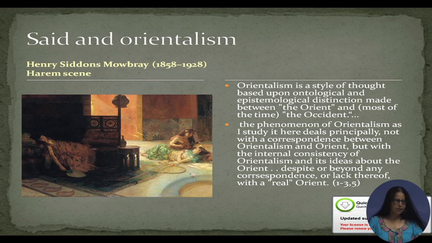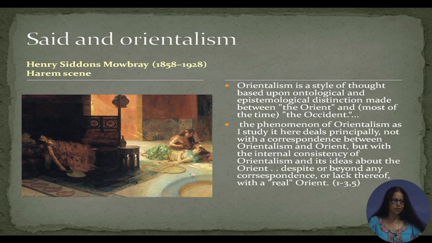Now, Orientalism is a style of thought based upon an ontological and epistemological distinction between the Orient and, most of the time, the Occident. The phenomenon of Orientalism, as I study it, Edward Said says, deals principally not with a correspondence between Orientalism and the Orient, but with the internal consistency of Orientalism and its ideas about the Orient, despite or beyond any correspondence or lack thereof with a real Orient.